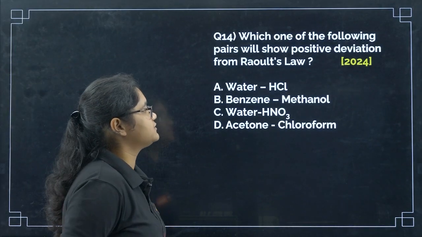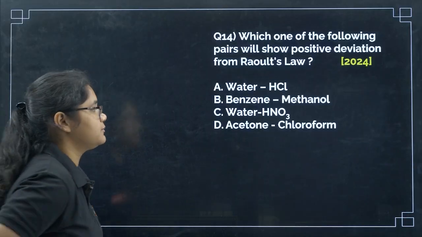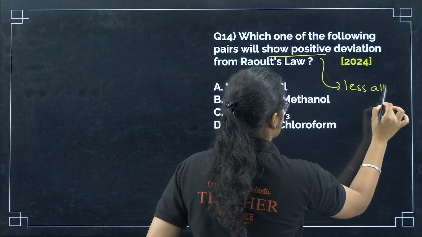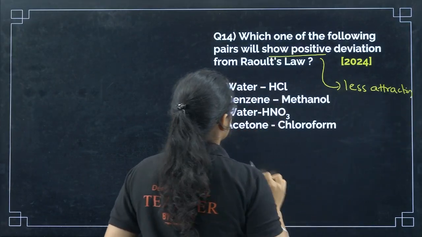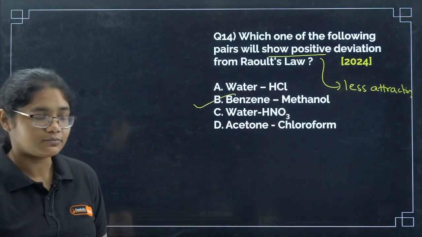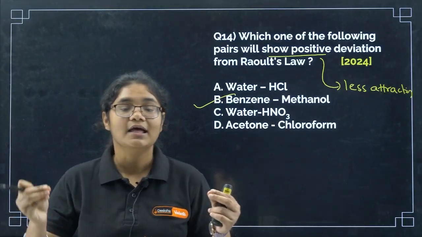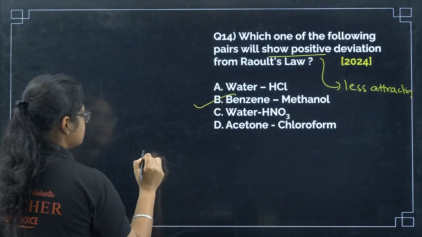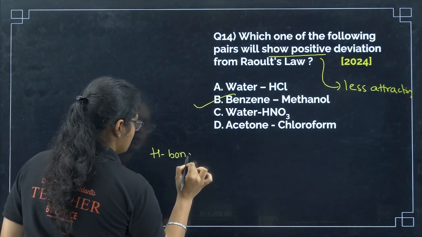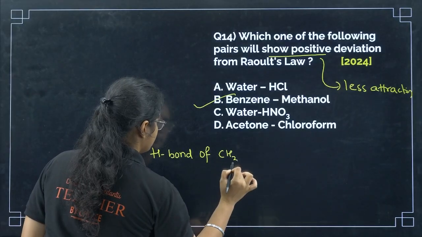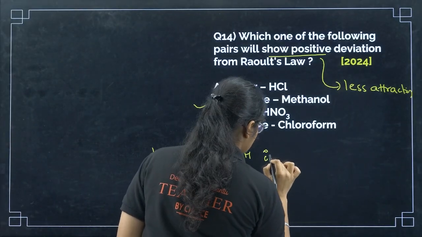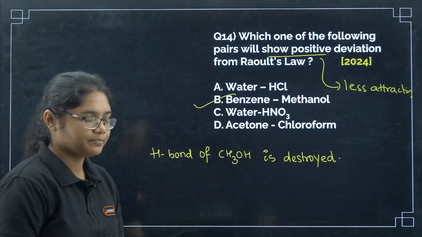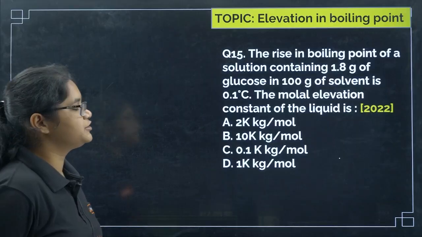Which one of the following pairs will show positive deviation? Positive deviation means less attraction, or weak attraction. So benzene and methanol will have weak attraction because methanol has strong hydrogen bonding, but when you add benzene to it, the hydrogen bonding of methanol is destroyed. The hydrogen bond of methanol is destroyed, right? Okay.